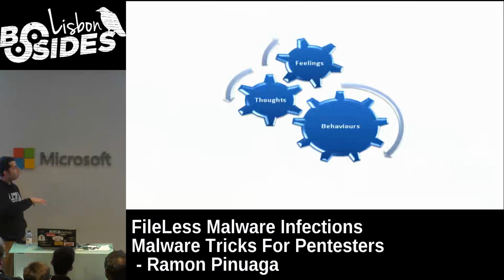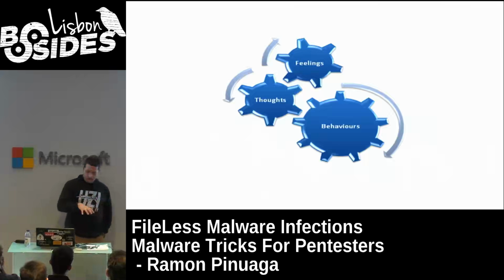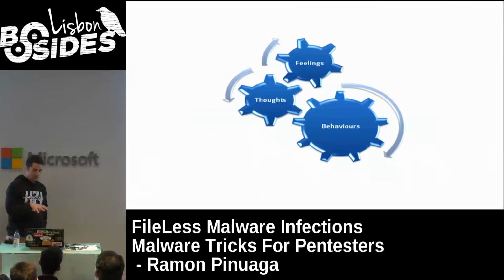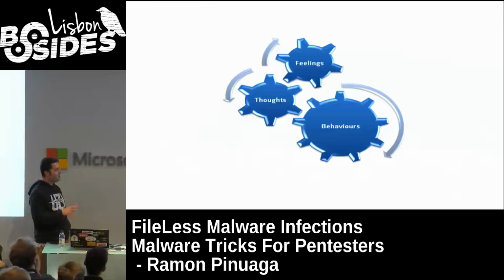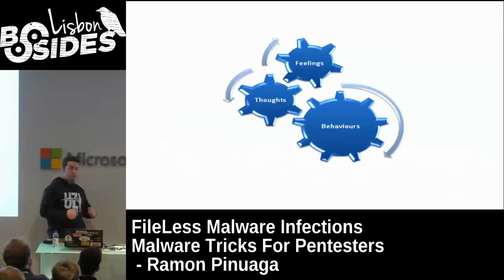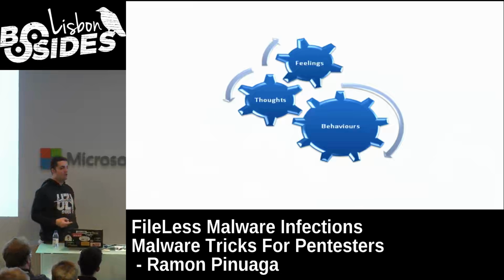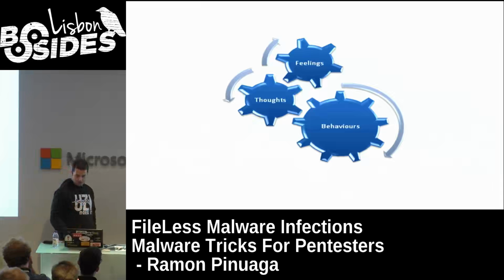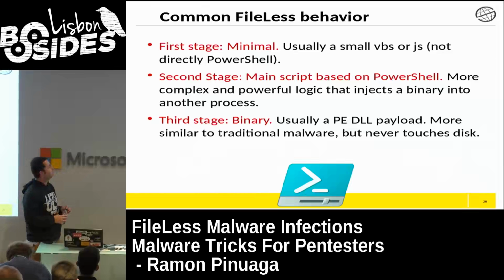So what lessons can we learn from these malware families? We can learn techniques that allow us to bypass security tools, antivirus, and we can learn from their behavior how we can create a pen testing strategy or a pen testing policy for being undetected or for being harder to detect. So what is the common fileless malware behavior?